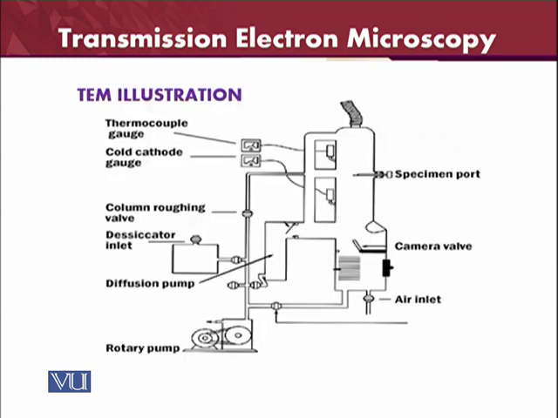In the illustration of the transmission electron microscope, the thermocouple gauge and cold cathode gauge are there, and the specimen port is on the right side. The column roughing valves, desiccator inlet, diffusion pump and rotary pump are on the left side. Similarly, the air inlet and camera valve are self-explanatory in this image of the transmission electron microscope. You can also call it TEM.